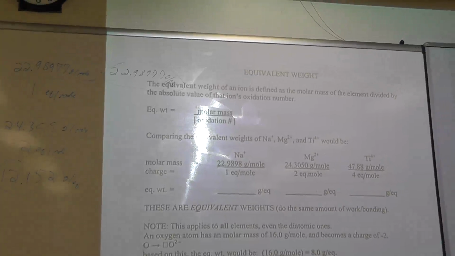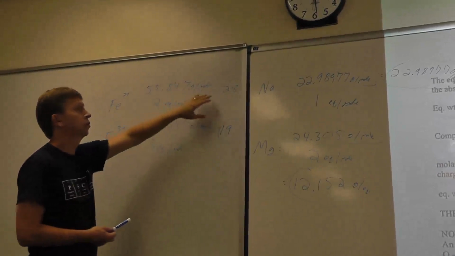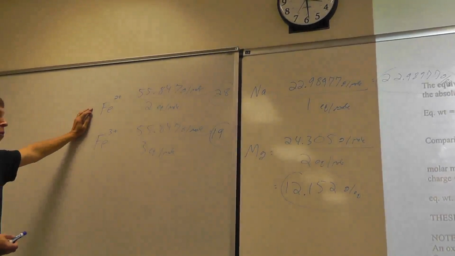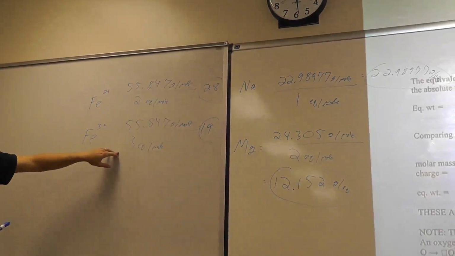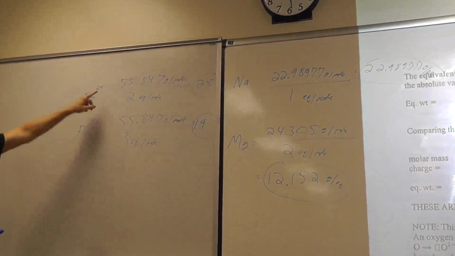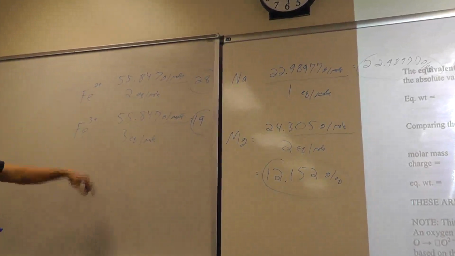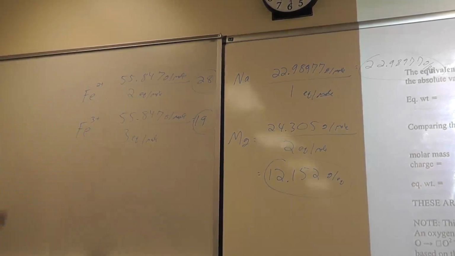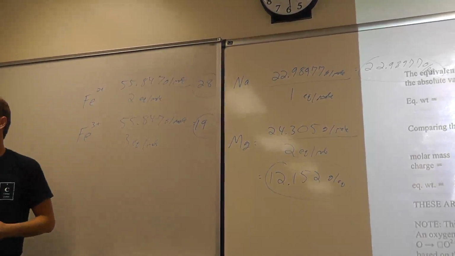If we do round, this comes up to be 19 grams per equivalent, whereas iron 2 is 28 grams per equivalent. So if you had a reaction that required 28 grams of iron 2, you could do it with 19 grams of iron 3. Those are equivalent. And that reacts with 16 grams sulfur, 8 grams oxygen, 23 grams sodium, et cetera. Those are all equivalent. Question about that? All right.